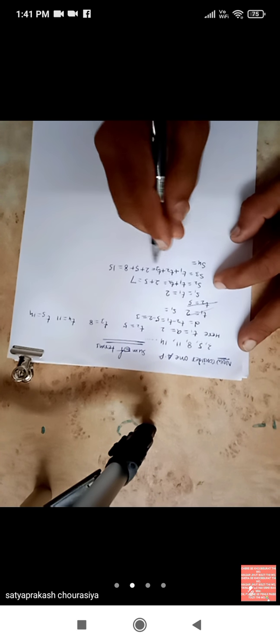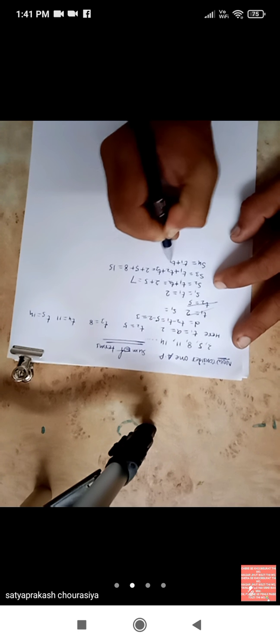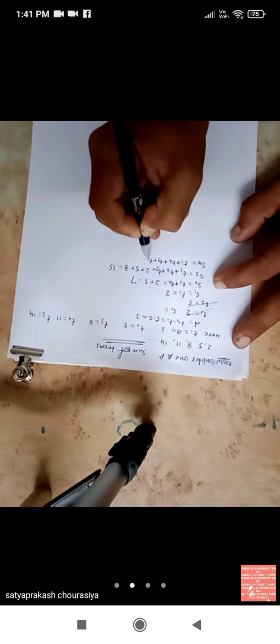S4 means the sum of the first four terms. So here T1 plus T2 plus T3 plus T4 will come.